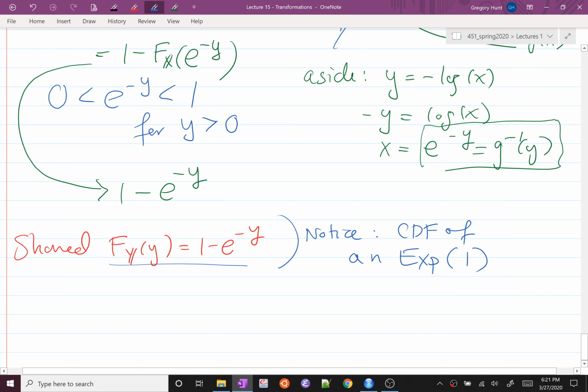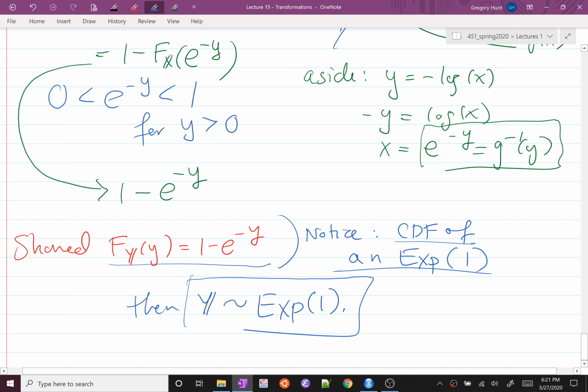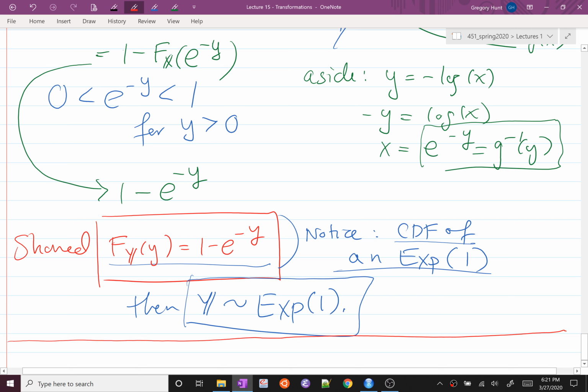And so if the CDF of y is the CDF of an exponential with rate parameter 1, then y better be distributed as exponential with a rate parameter 1. So I guess the answer to the question is that's the CDF. The kind of more full answer is, yeah, it's an exponential 1 distribution.